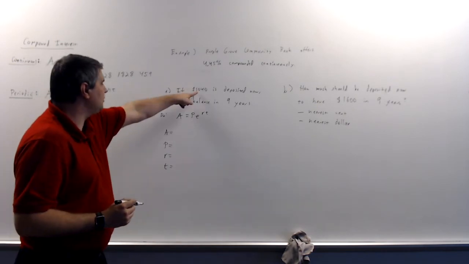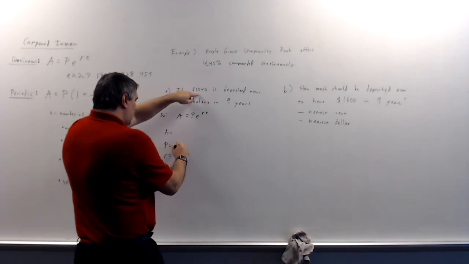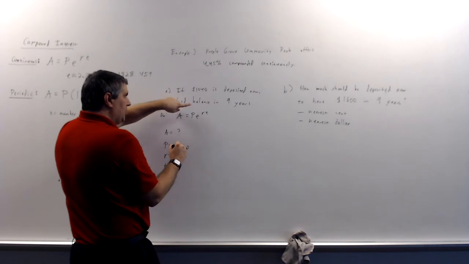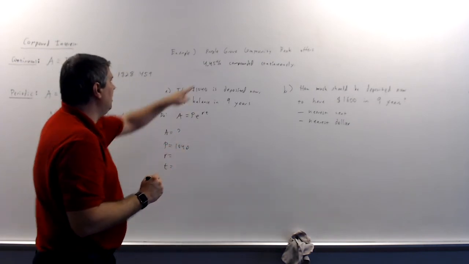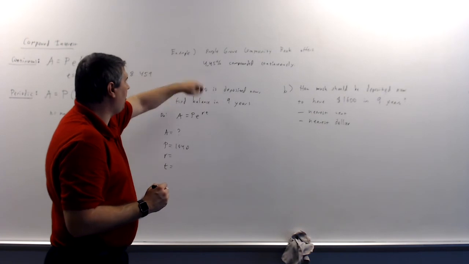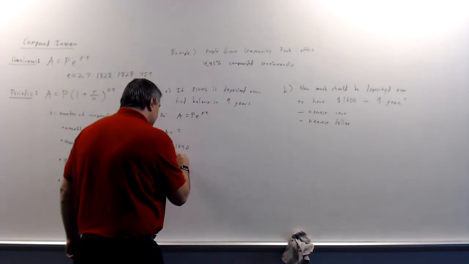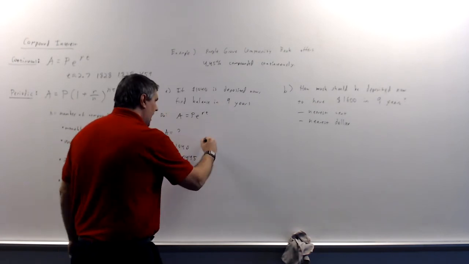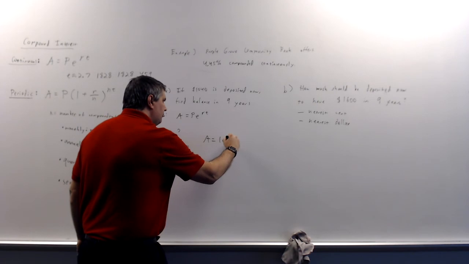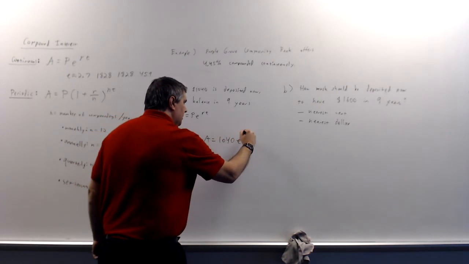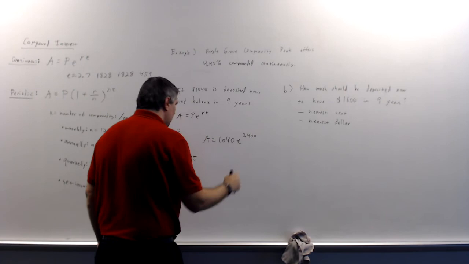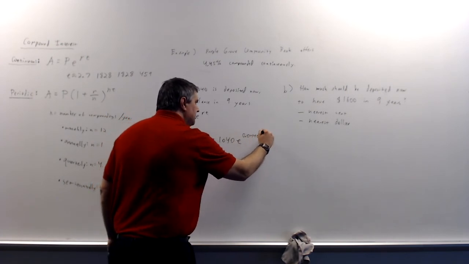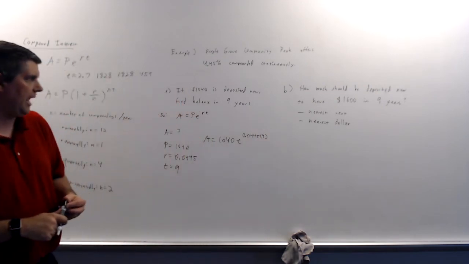So 1,040 is what we're starting with. That's our principal. We're looking for what the balance is going to be, the accumulated value, in 9 years. Rate, either move the decimal point over 2 places or just divide that by 100, is 0.0445, and t is 9 years. So A equals 1,040 times e to the 0.0445 times 9 power. Okay?